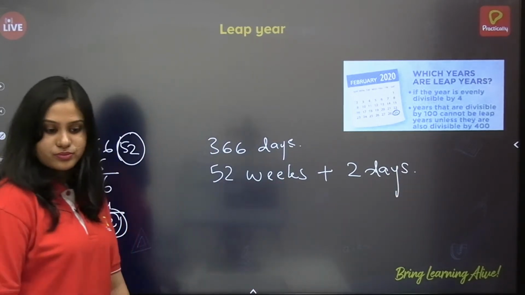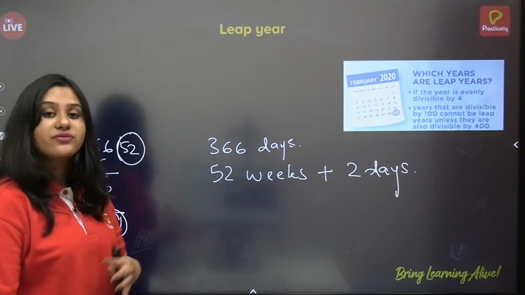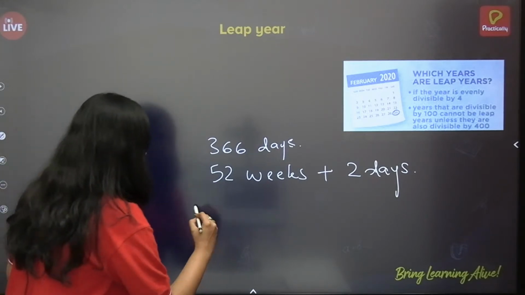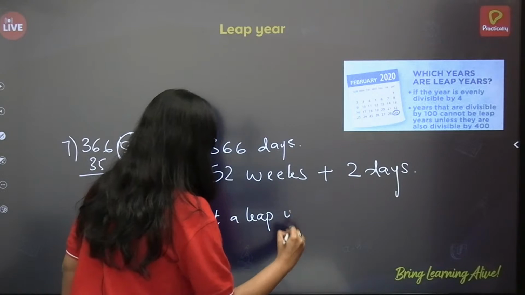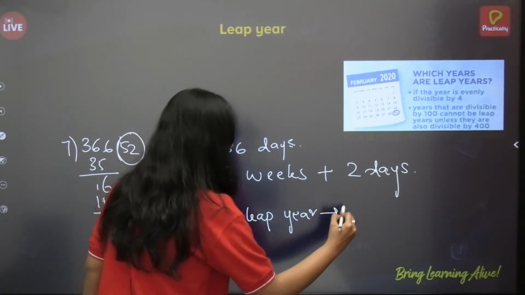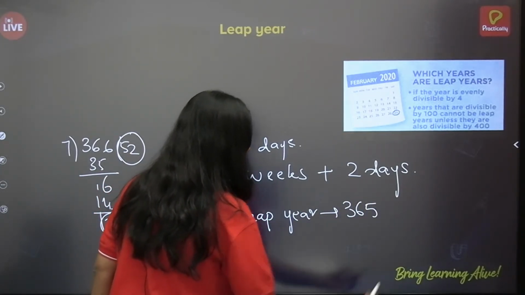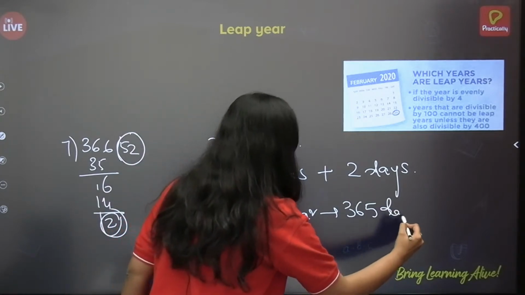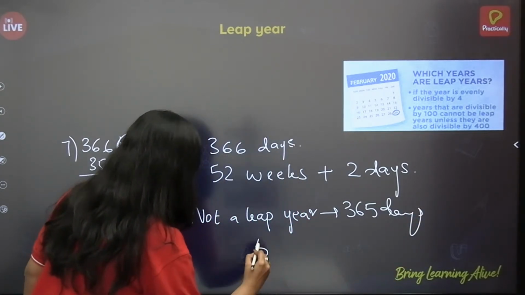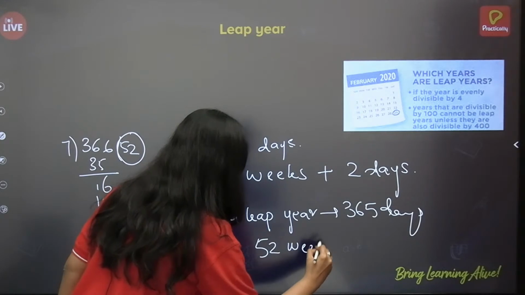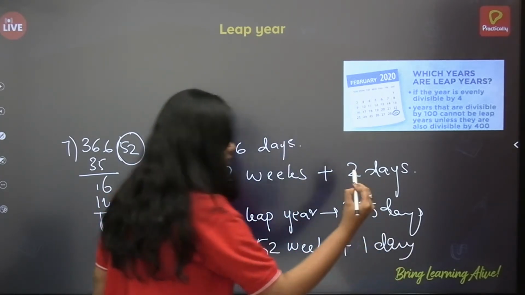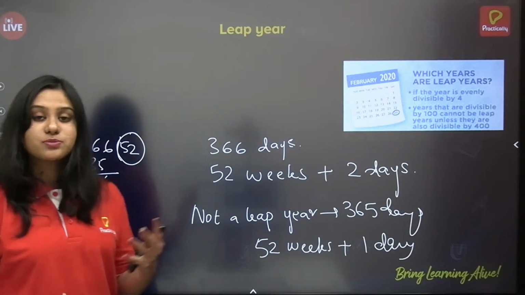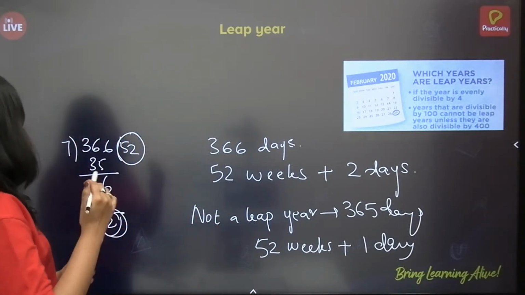Correct? And what happens if it is not a leap year? That is 365 days. So how can you write it in terms of weeks? 52 weeks plus 1 day, correct? Now, let me explain why I am telling this. Okay, let's solve one question.